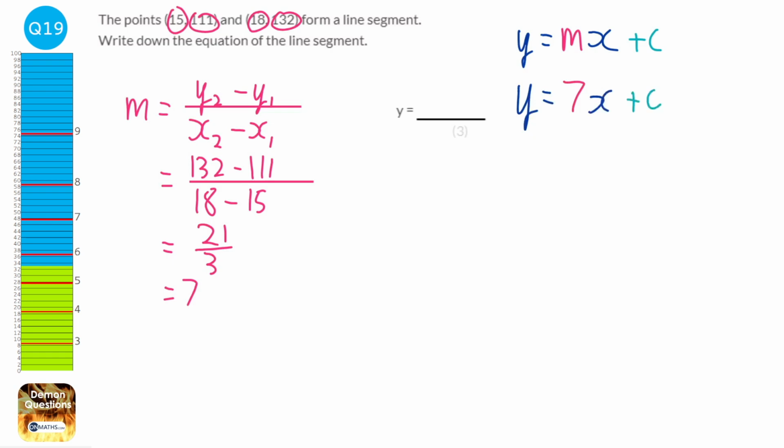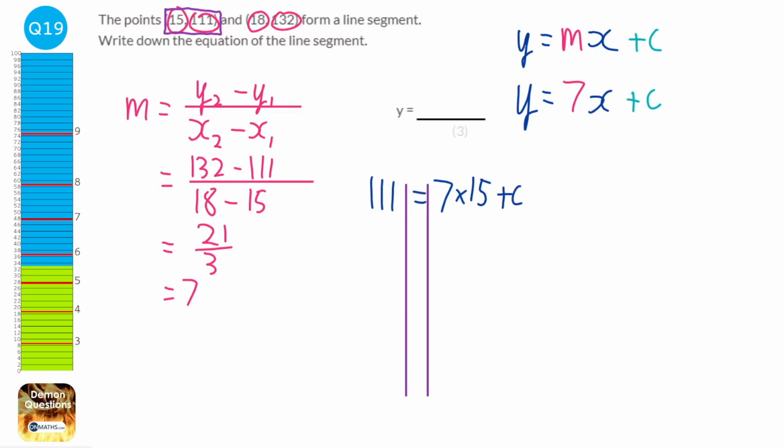But we do know a situation where we know x and y for a coordinate. In fact, we know 2 of them. So what we're going to do is substitute in those values of x and y to find out what c is. So y at the first coordinate is 111 equals 7 times x, which was 15 for that first coordinate, and then plus c. So we're going to get our solving lines in.